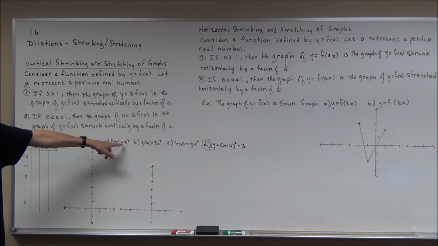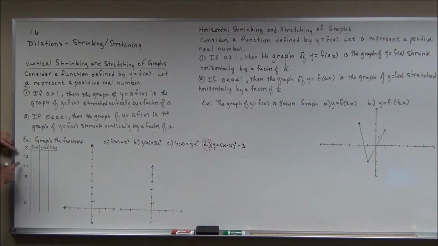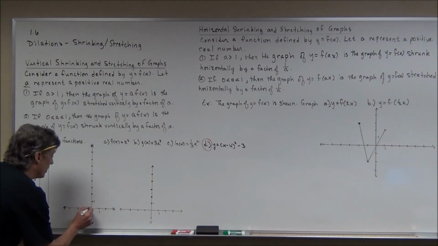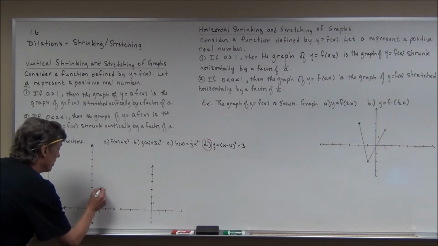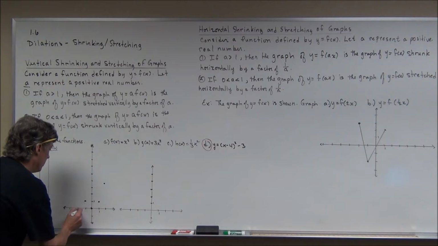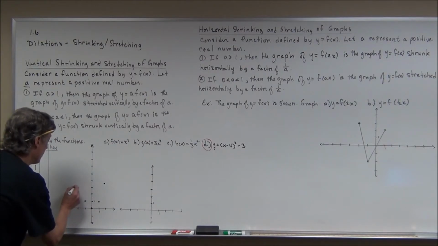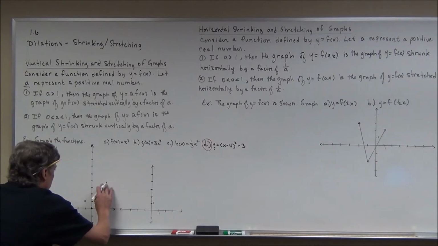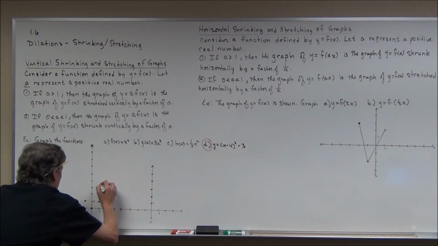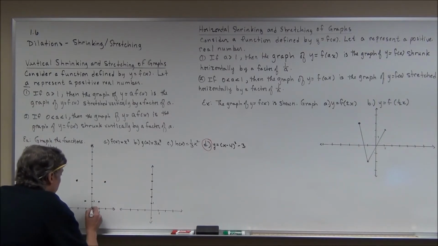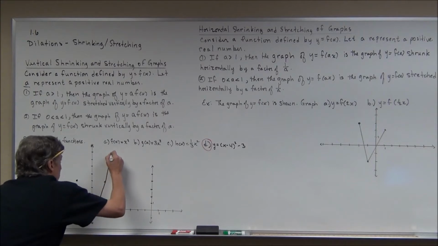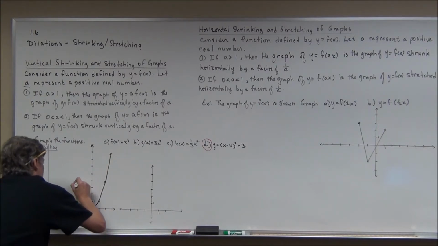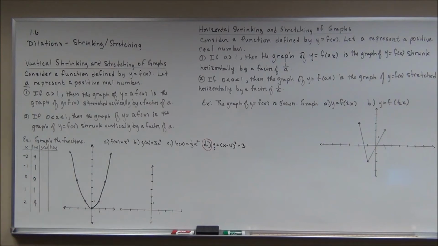f of x is equal to x squared. That's your parent graph. So if I plug these values into x squared, I get 4, 1, 0, 1, and 4. And I can graph those points and come up with a hopefully reasonable sketch. 1, 2, 3, 4. If I can count to 4, I can get a reasonable sketch. And I get my basic parent function, quadratic function, parabola.